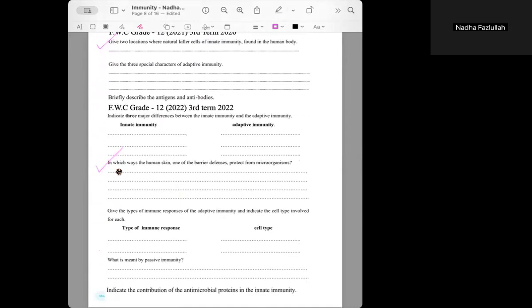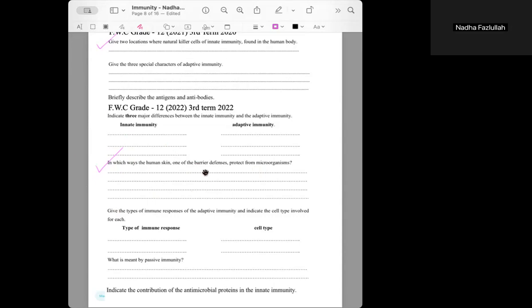Then, in which ways does the human skin, one of the barrier defenses, protect from microorganisms? They have many layers of closely packed keratinized cell layers, and because of that, they will be providing a significant physical barrier. So just write everything we have learned on the human skin. You have enough space, right? They have given you 4 lines.